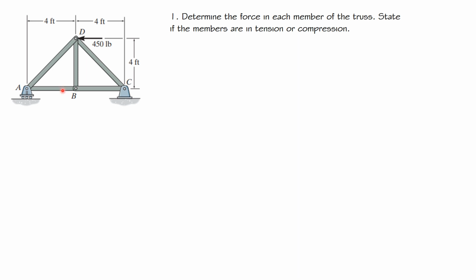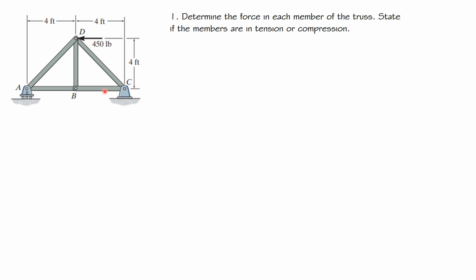So member AB has a dimension of 4 feet. Likewise with member BC, it has a dimension of 4 feet. And then member DB also has a dimension of 4 feet. And then notice that there is a horizontal force acting at point D, which is equivalent to 450 pounds.